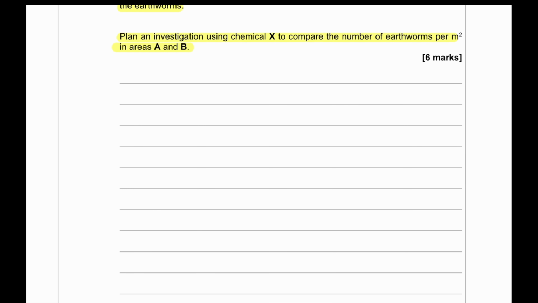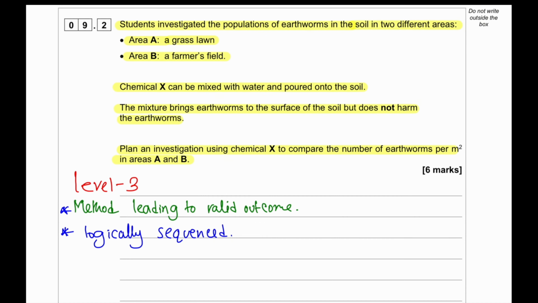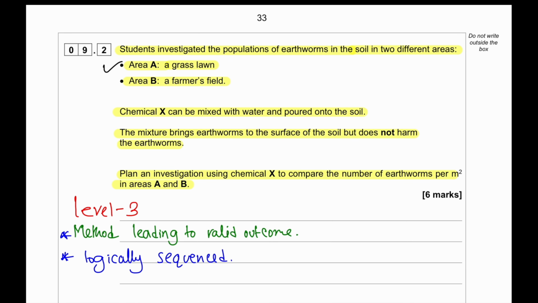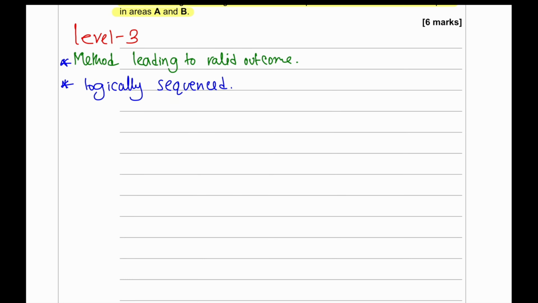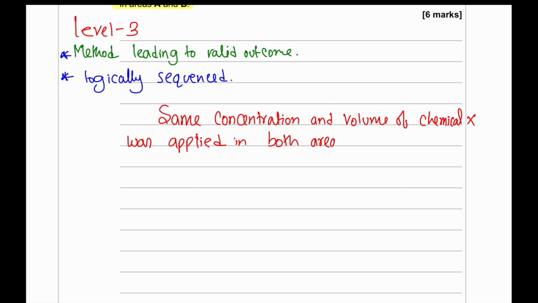To score a level 3 for this particular question, we must give a method that would lead to the production of a valid outcome, and it must be scientifically correct and logically linked. Since we are planning this experiment for area A, which is a grass lawn, and area B, which is a farmer's field, first of all, we can say the same concentration of chemical X is applied to both types of soil. Same volume of chemical X is applied. So we can say same volume and same concentration.